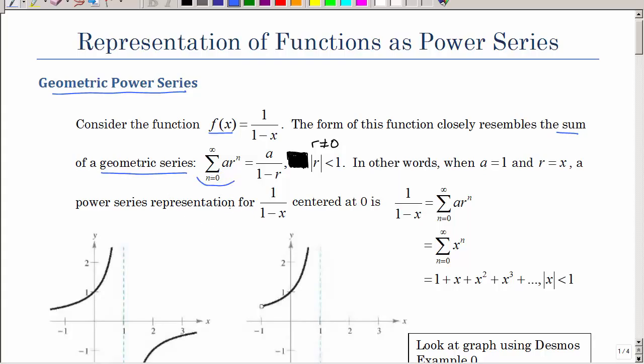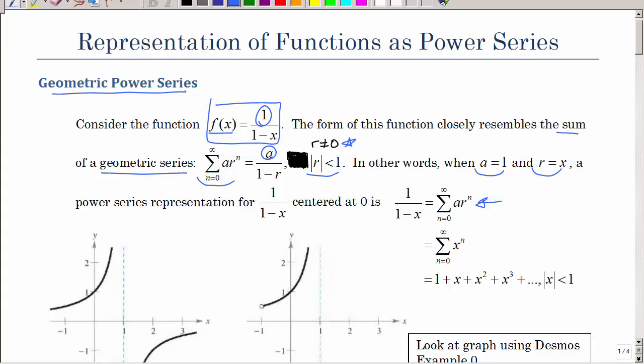Remember, this was our geometric series where r was called our common ratio, and the sum was a over 1 minus r as long as r did not equal 0 and the absolute value of r was less than 1. In other words, when a is equal to 1 and r is equal to x, a power representation for this function could be this power series. Think about that. Just kind of match it up.